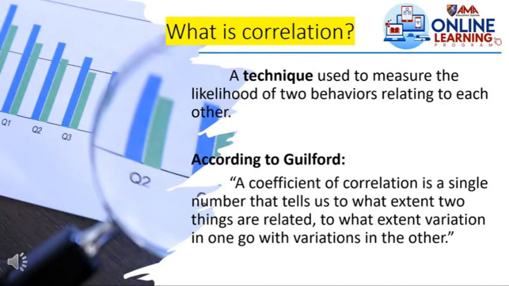What is correlation? It is a technique used to measure the likelihood of two behaviors relating to each other. According to Guilford, a coefficient of correlation is a single number that tells us to what extent two things are related, to what extent variation in one goes with variations in the other. It means that correlation is a statistical technique to determine if there is a significant relationship between two given variables.